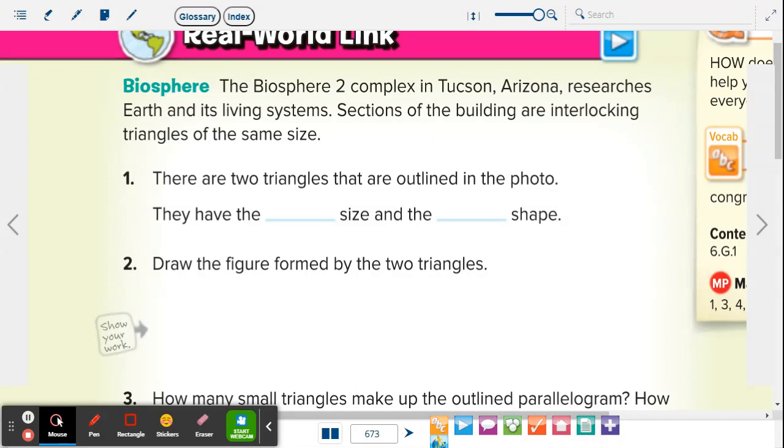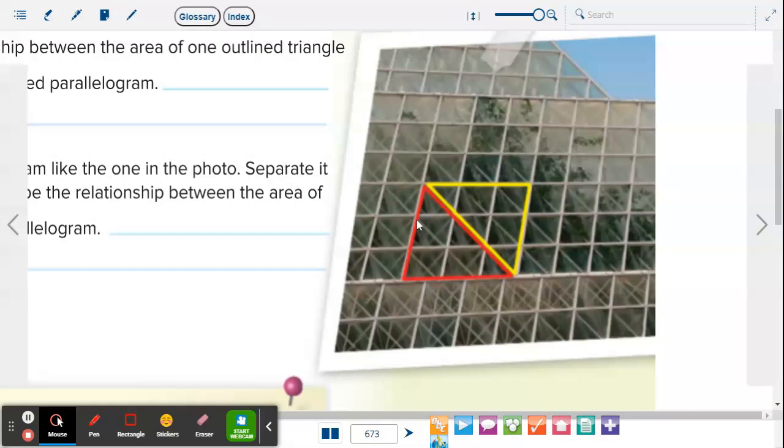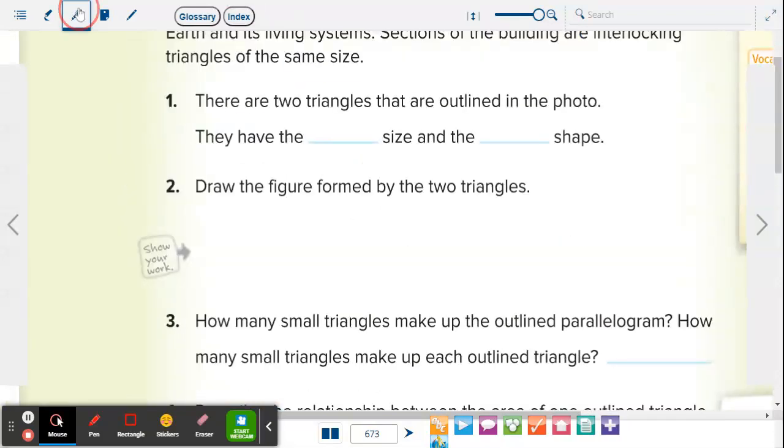So there are two triangles that are outlined in the photo. They have the blank size and the blank shape. Okay, so we have a red one and then we have a yellow one. What do you notice about those? They're the same shape and same size.